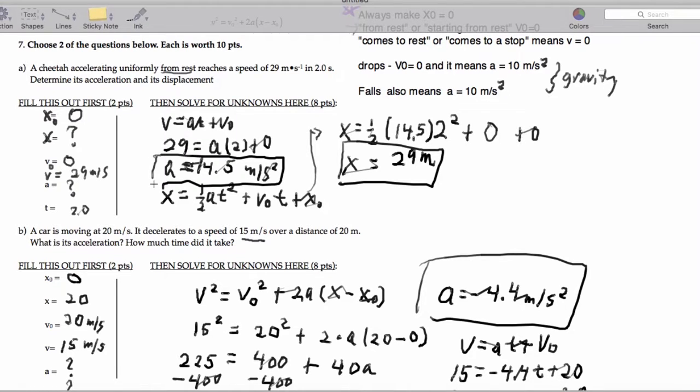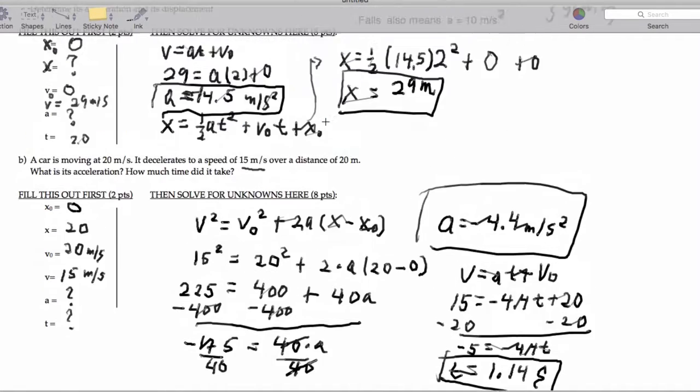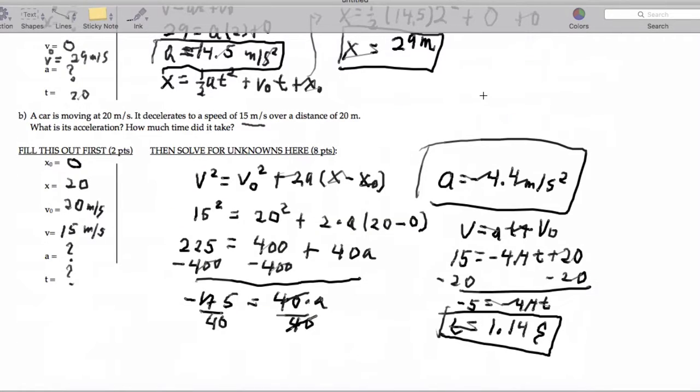All right, so that's page 1 of problem 7, and I'm going to do page 2 of problem 7 in the next video.